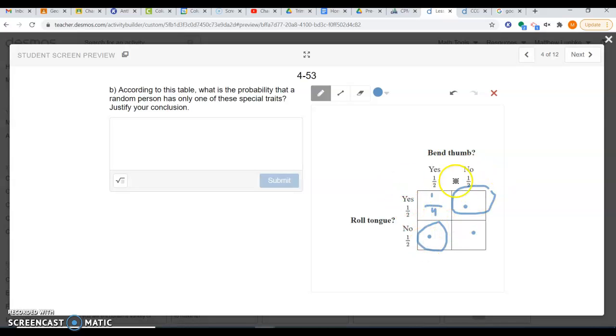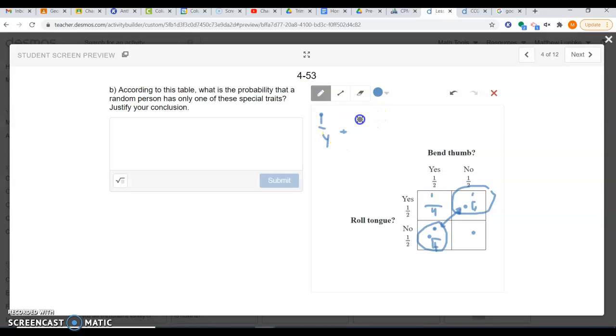Which means what we have to do there is we have to take the probability, which is this is 1/4, and this is 1/4, and we need to add those probabilities together because we want both of them. We want both of these here. And so I've got to take 1/4 plus 1/4.